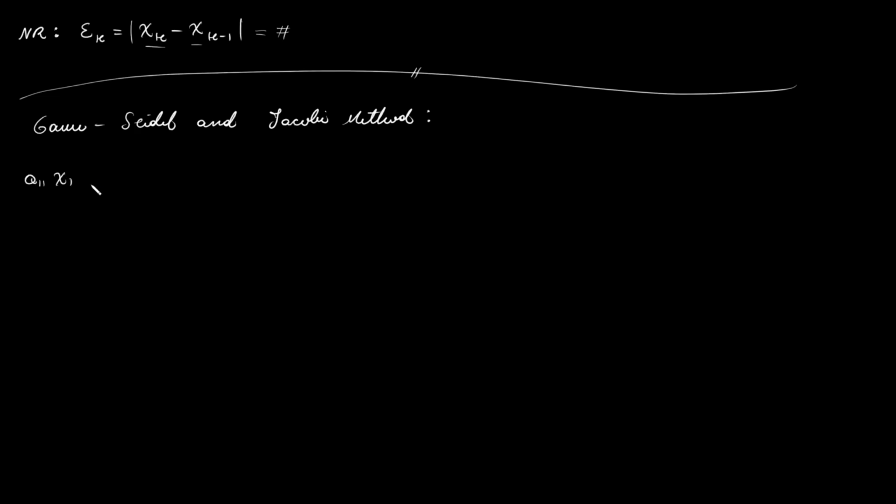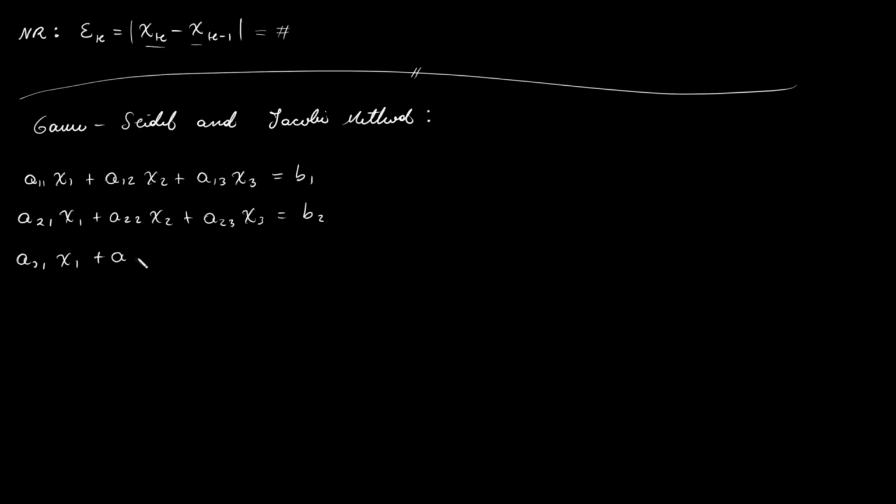So assume that I have a system that looks like this. I have A11 X1 plus A12 X2 plus A13 X3 equals B1. This is where the matrix comes from. These A are coefficients and X are my variables, my unknowns. And then I have A21 X1 plus A22 X2 plus A23 X3 equals B2. This takes forever to write, so just bear with me for a second. A31 X1 plus A32 X2 plus A33 X3, and this is going to be equal to B3.